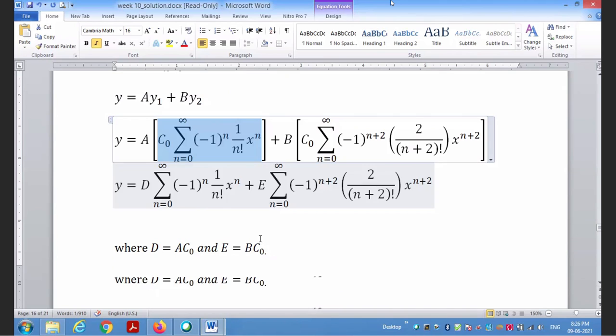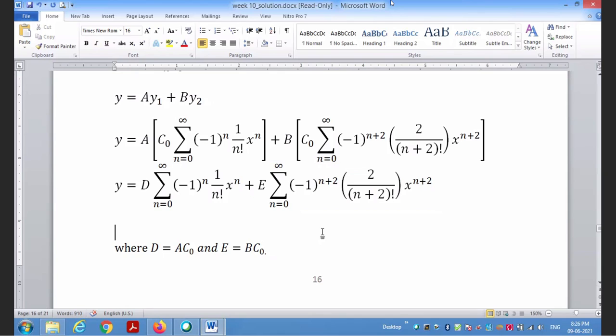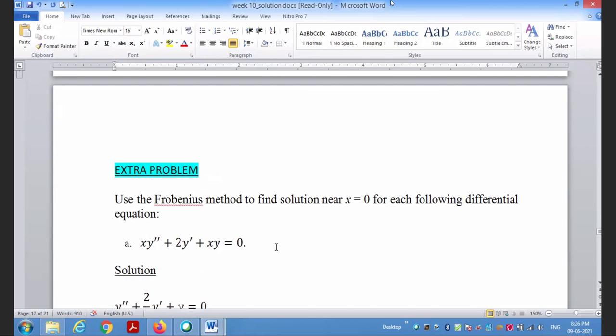In this one, in terms of what? General form. So the key point is that we are trying to get the general form as much as we could. Okay, so we have this, right? For the next problem.